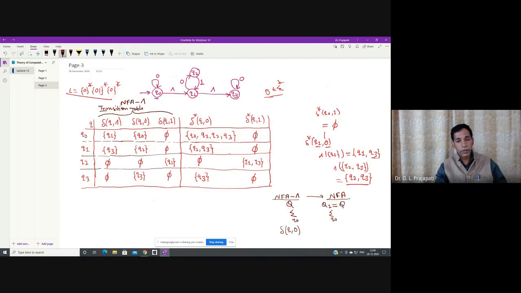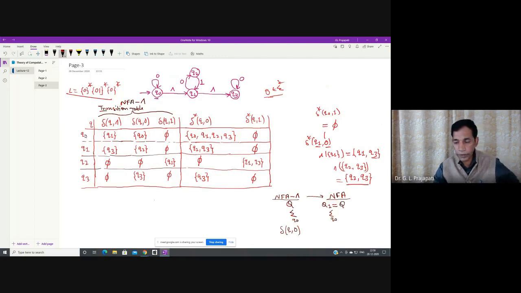Once you consider delta star of q0 and 0, assuming that this is the string, you come to know that if you are at q0, for the case of 0, you are going to q0, q1, q2 and q3. Hence, in case of the NFA, since you are going to eliminate the null transitions, you come to know from q0 where you can move. So for the input 0, your machine can be at q0, your machine can go to q1, also to q2, and also to q3.